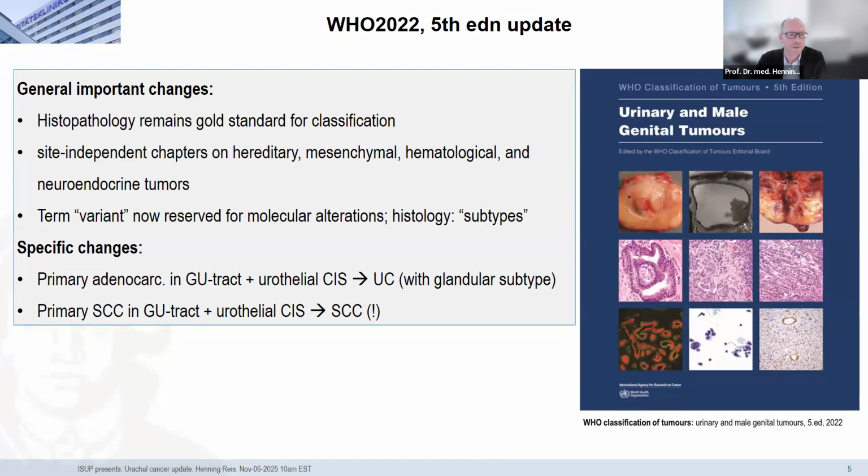The situation is different in primary squamous cell carcinoma in the GU tract, where a little bit of urothelial carcinoma is allowed. Then you can call it squamous cell carcinoma. This is just a very brief update on what might also be important for urachal cancer.